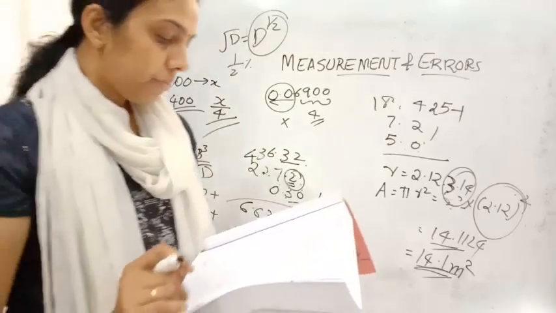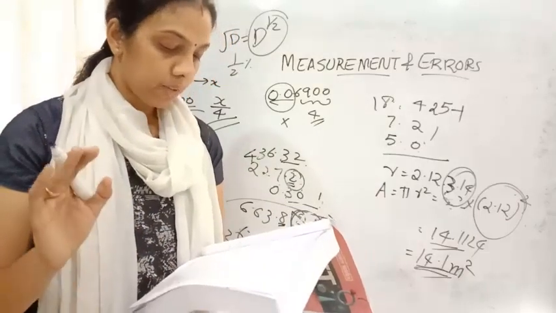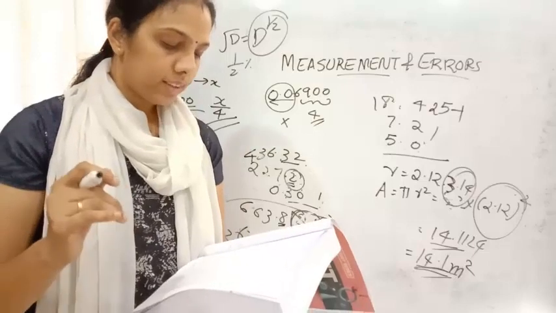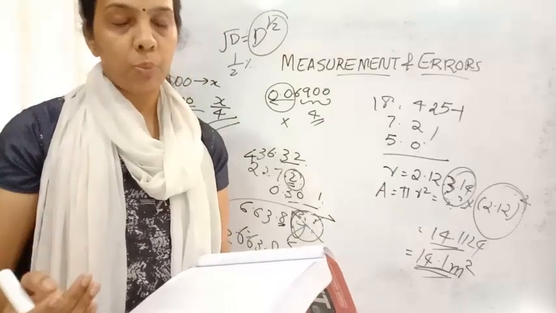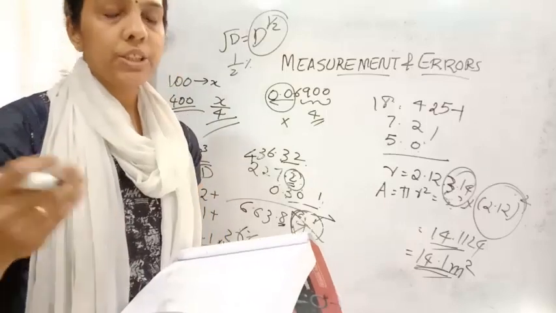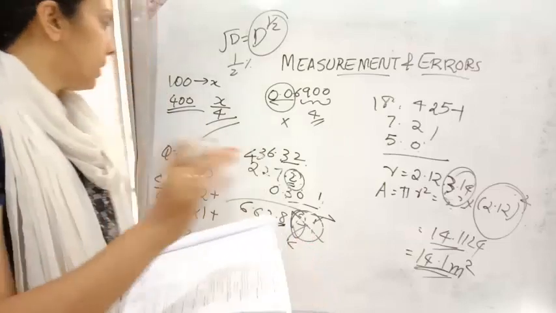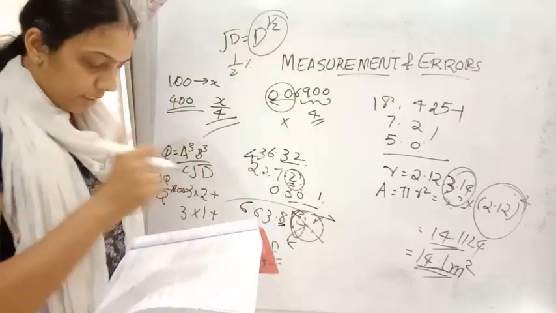Next: if the random error in the arithmetic mean of 50 observations is alpha, then the random error in the arithmetic mean of 150 observations will be alpha by 3. Just now we told. Okay, clear?